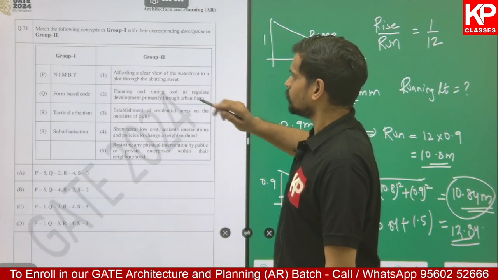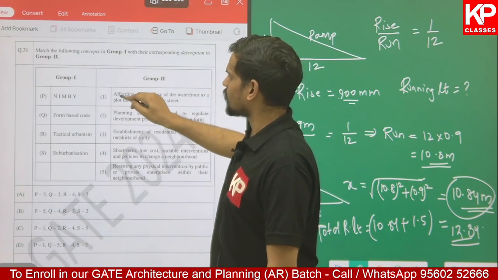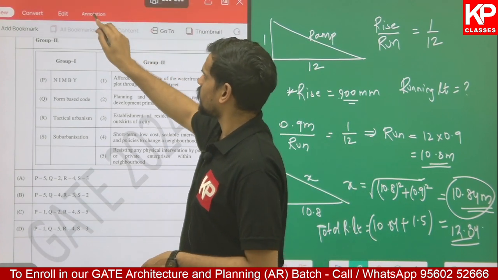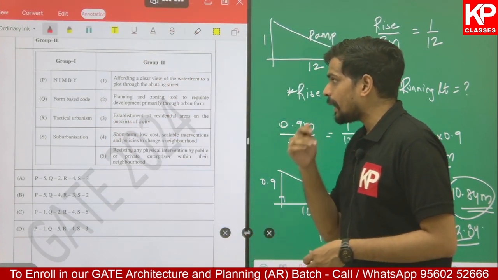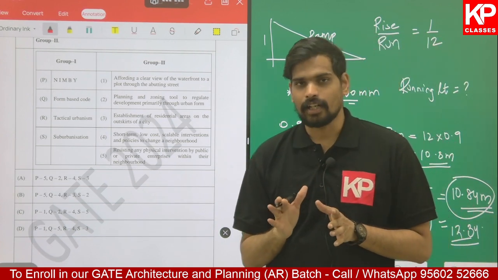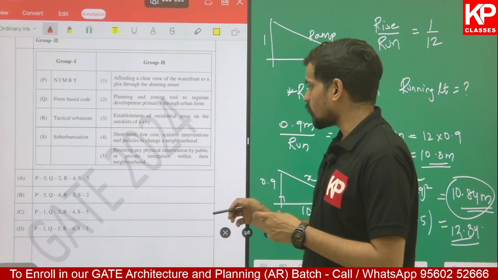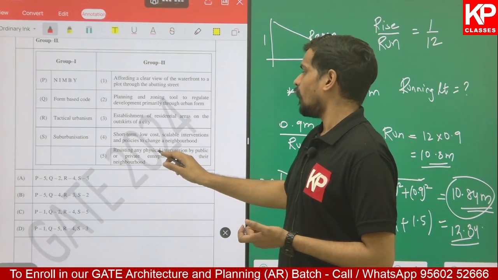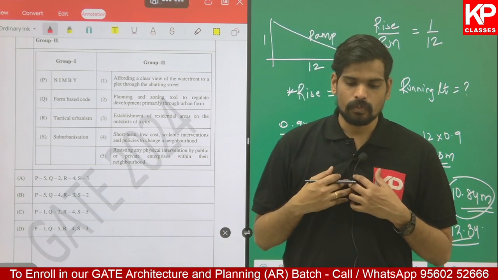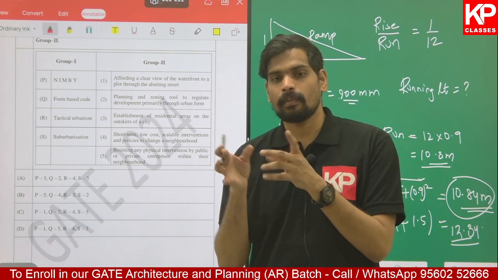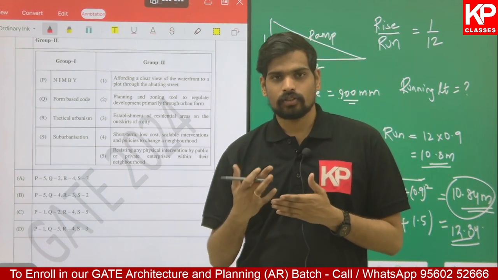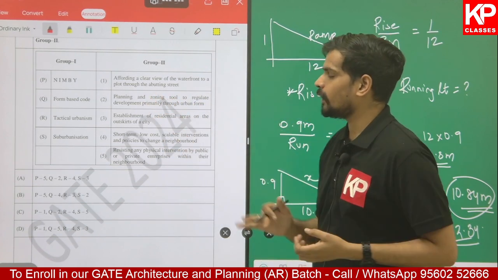The next one. This again is a match the following. Match the concepts in group 1 with the corresponding description in group 2. So let us try to do this. First one, NIMBY. So it is basically not in my backyard. That's the full form of NIMBY, which is a concept where there is a resistance to any physical intervention by public or private enterprise within their neighborhood. If I don't want some form of development or new infrastructure in my particular locality, I can oppose it. So that concept is basically NIMBY, not in my backyard.